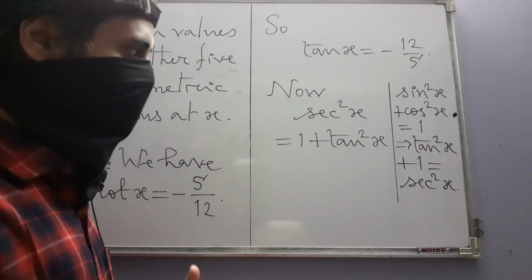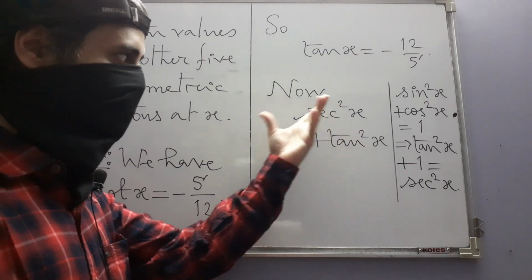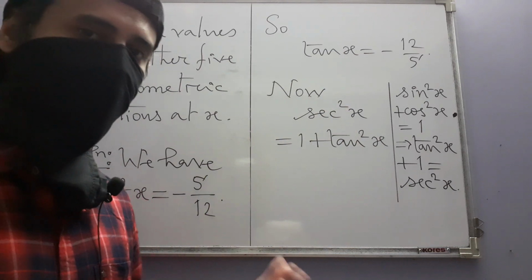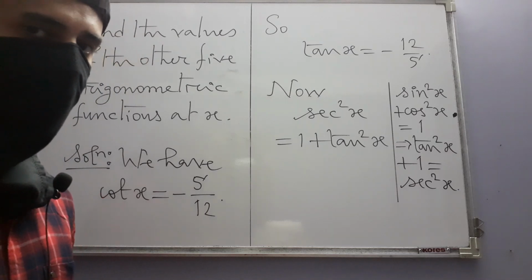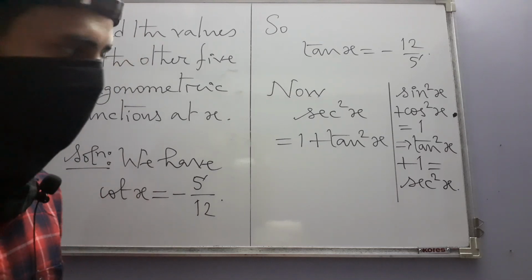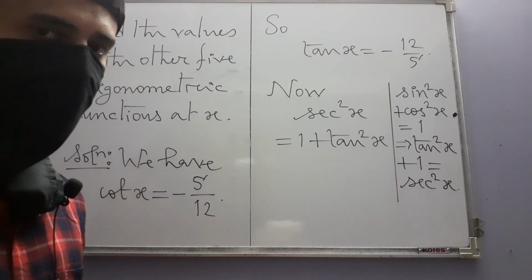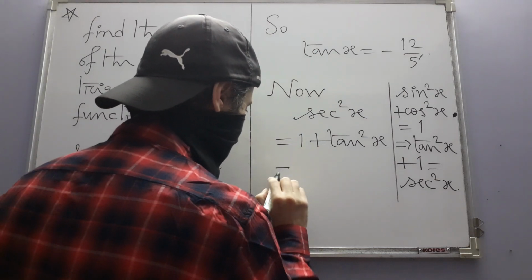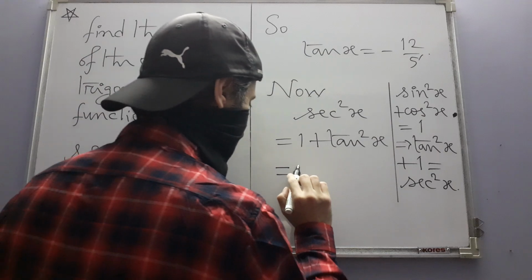In fact, I do not make any effort to remember them like this, that secant square x is equal to 1 plus tan square x. You read again and again until you memorize. I don't do that. Okay, I really dislike that kind of practice. But anyway, let's just see what this value ultimately becomes.